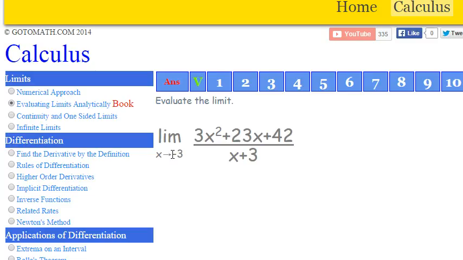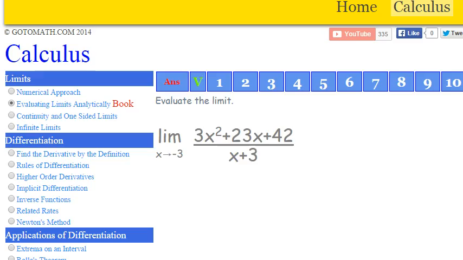We're evaluating limits analytically, and we're looking at this particular problem here. We've got the limit as x approaches -3 of 3x squared plus 23x plus 42 over x plus 3. The idea is to do direct substitution, plugging in -3, and we'll end up getting 0 over 0. That means we need to factor the numerator, cancel out like terms, and then do the direct substitution.